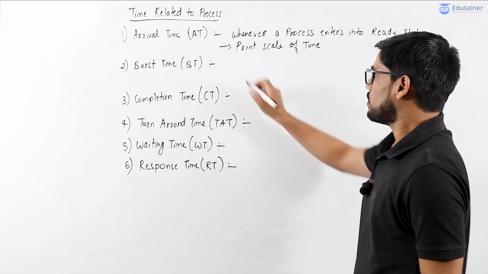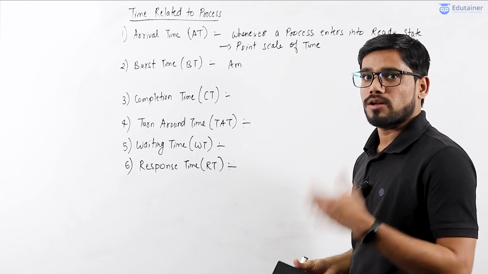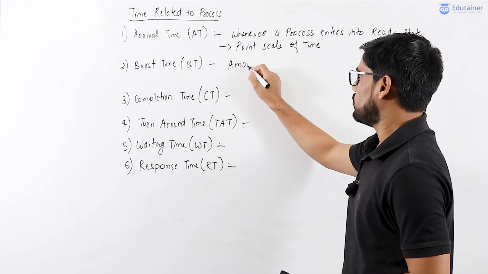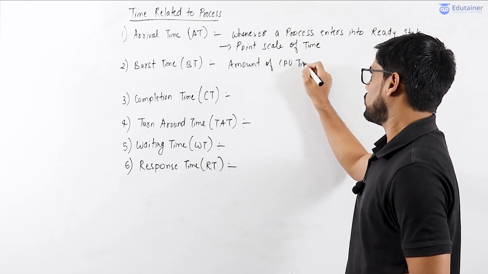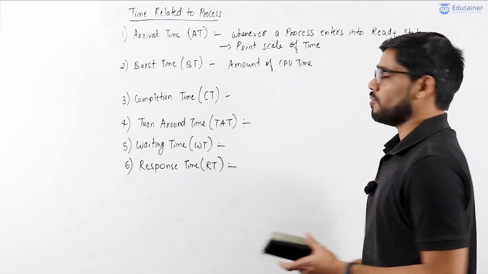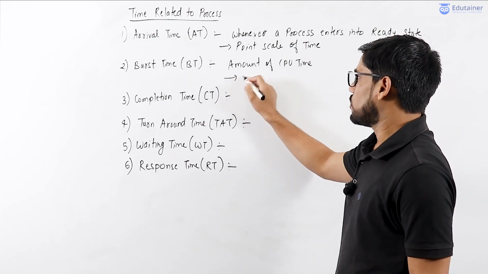Burst time means the amount of CPU time required to run a process. So it is nothing but the amount of CPU time to run a process. And amount of CPU time means it is a duration scale of time.